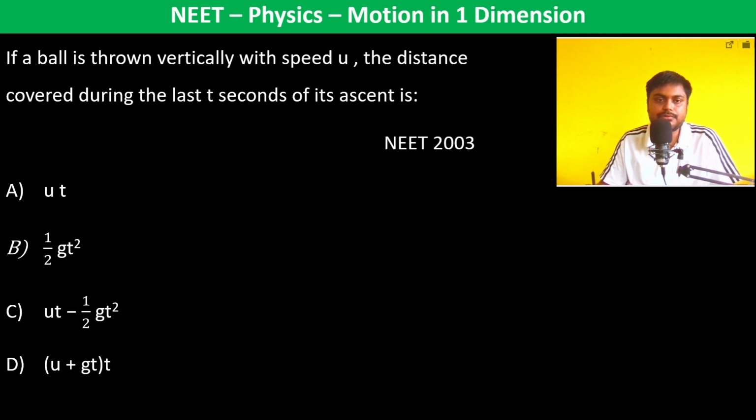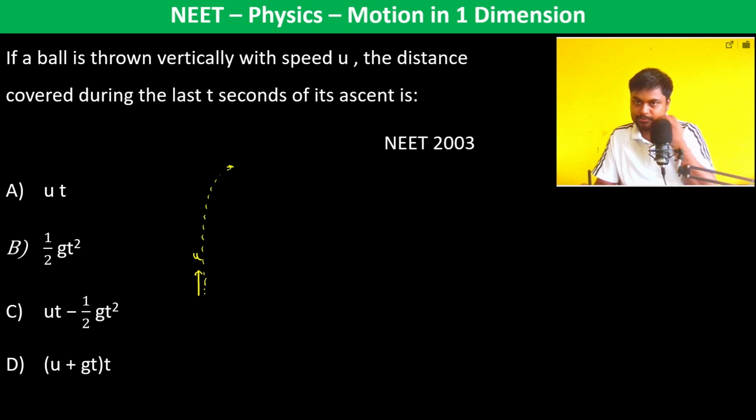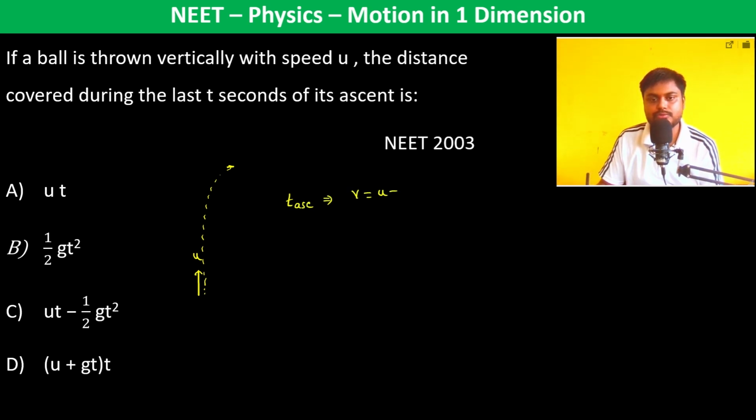If a ball is thrown vertically with a speed u, the distance covered during the last t seconds of its ascent is, okay, so let us say what is the time taken for ascent. So v is equal to u plus at.